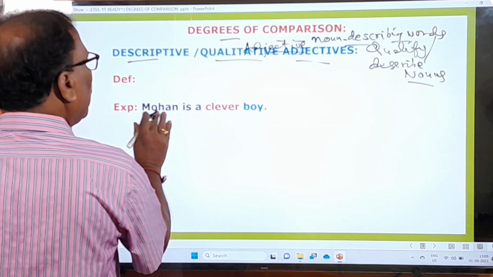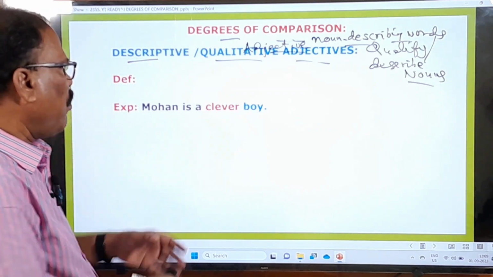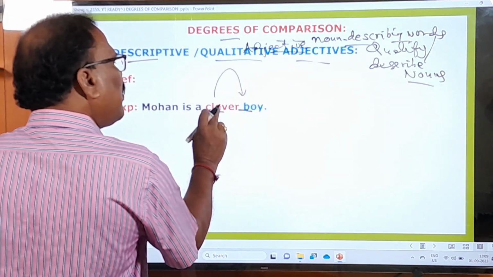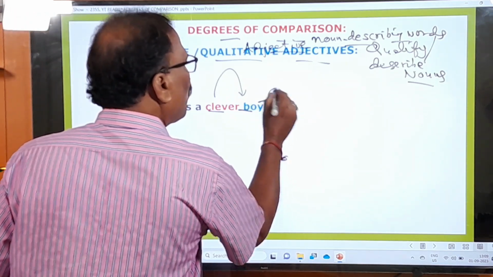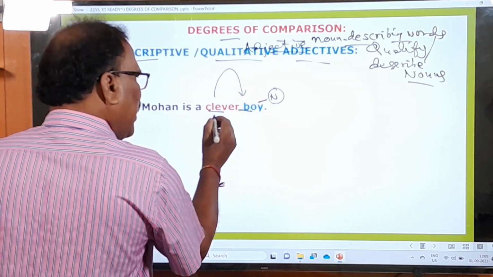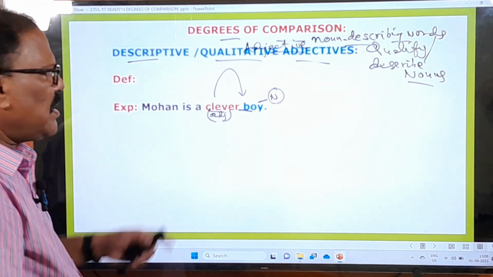Mohan is a clever boy. Look at this example. What kind of boy? A clever boy. What is this word doing? It is describing this boy. Boy is a noun, and this word is describing this noun, and therefore it is an adjective.